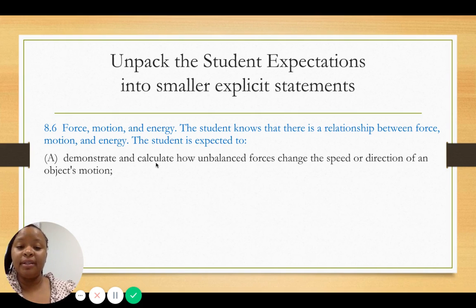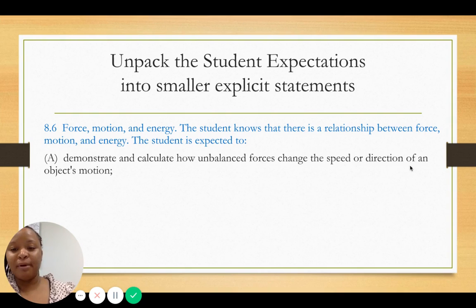My first thing I do is identify the verbs. What are the students expected to do? They're expected to demonstrate and calculate. What are they expected to demonstrate and calculate? How unbalanced forces change the speed or direction of an object's motion. So my verbs are demonstrate and calculate. My concept is unbalanced forces. And my contextual information is change the speed or direction of an object's motion. I have 2 verbs, 1 concept, but I have 2 contextual parts, changing the speed or the direction.